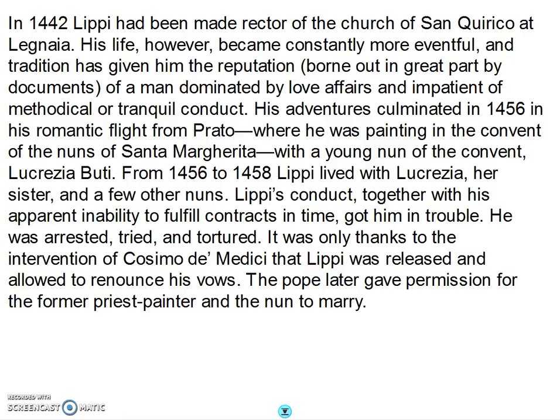Interesting. His adventures culminated in 1456 in his romantic flight from Prato, where he was painting in the convent of the nuns of San Margherita, with a young nun, Lucretia Lippi. From 1456 to 1458, Lippi lived with Lucretia, her sister, and a few other nuns. Lippi's conduct, together with his apparent inability to fulfill contracts at the time for his paintings, got him in trouble.